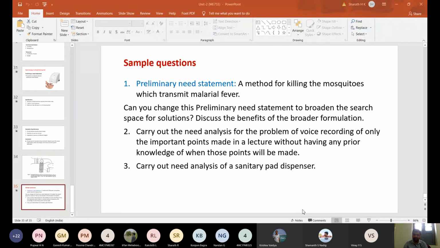Suppose you restrict your ideas just to killing mosquitoes, like killing mice, when we discussed the problem with mice eating the grains in a warehouse. There also, if you go for killing mice, the number of possible solutions will get reduced. Here also, instead of stating it as killing mosquitoes, if you change the statement to be about reducing the number of mosquitoes, then you can generate more solutions.